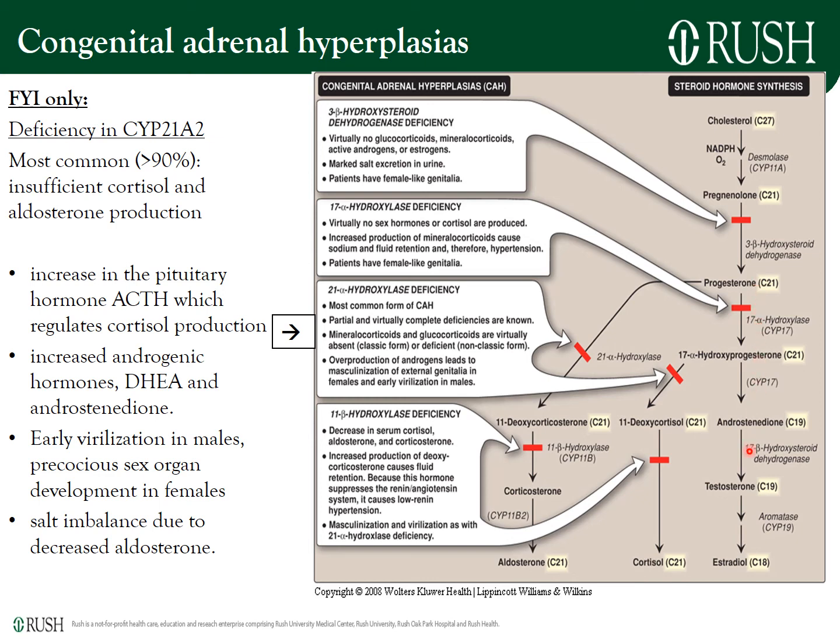So there will be a problem with blood pressure, there will be a problem with mineral and fluid balance, there will be a partial problem with metabolism, and there will be a problem because of overproduction of androgens: early virilization of the males, and precocious sex organ development in female babies.